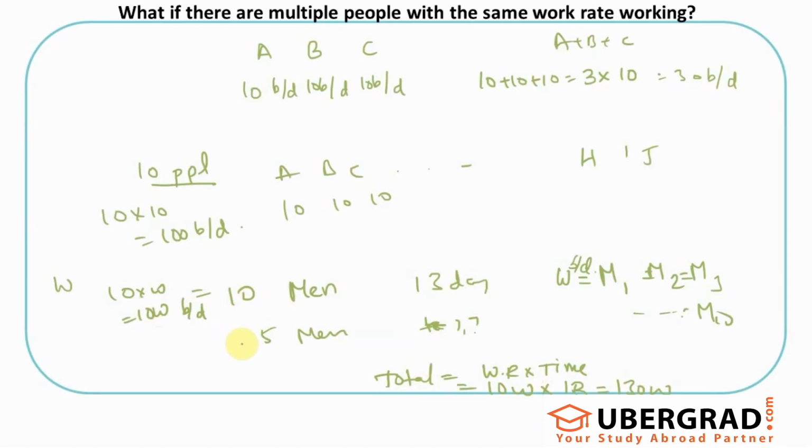Now how many bricks would 5 men put? 5 W in a day. I need to figure out how long they're going to take. Let's assume this to be T. The total work is 130 W. 5 men will put 5 W bricks a day, and in time T, so W will get cancelled out and this will be 26. So they will take basically 26 days. That's how we'll solve the questions.